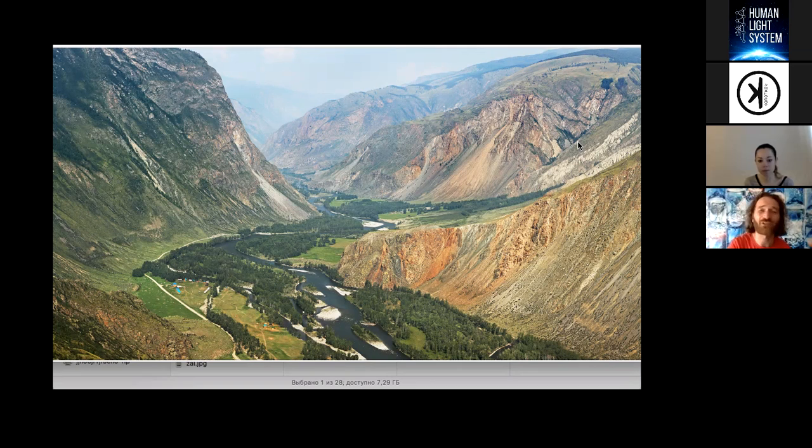This is a very special place in Altai called the Shulishman River. It's a very, very beautiful place, and a very strange place that gives you a lot of energy.